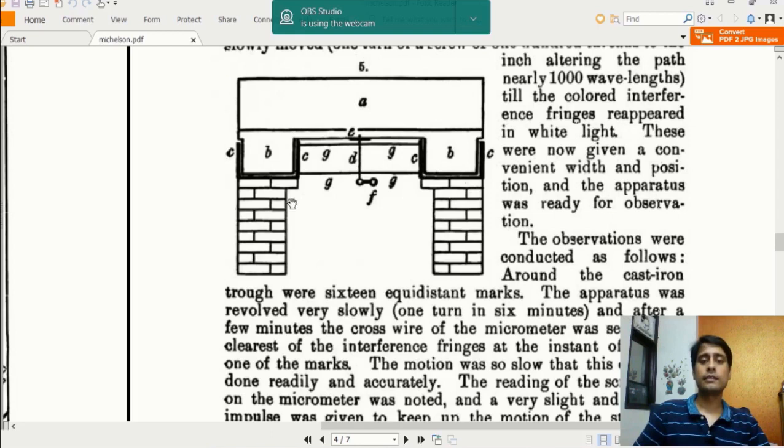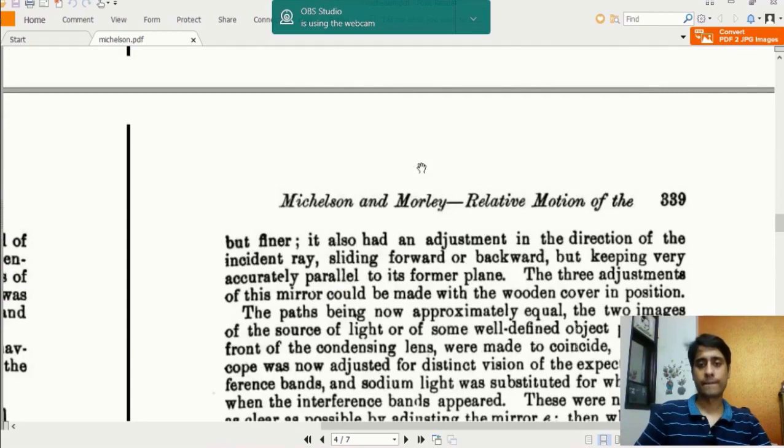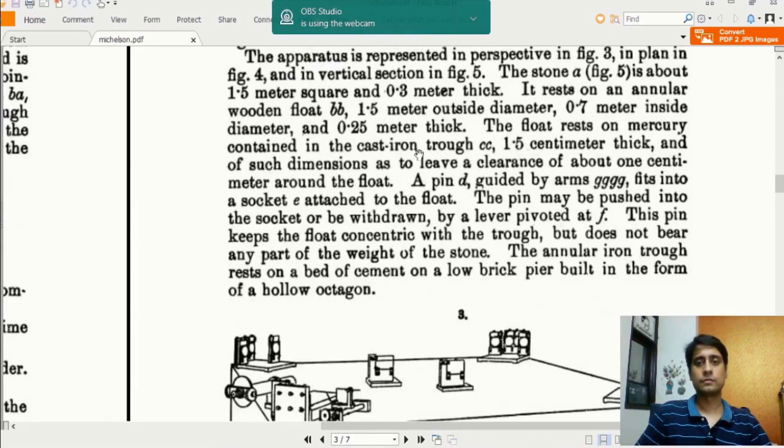The wooden block is somewhat smaller, so that there may be some gap between them and it could rotate inside the trough. The trough CC is 1.5 centimeter thick. The thickness of the iron metal used to make the trough is 1.5 centimeter, and of such dimension as to leave a clearance of about 1 centimeter around the float. So there is a gap of 1 centimeter so that the wooden float could easily rotate inside the trough.